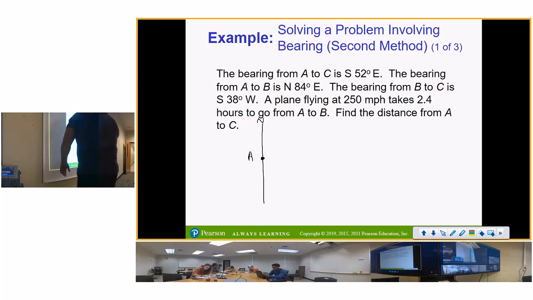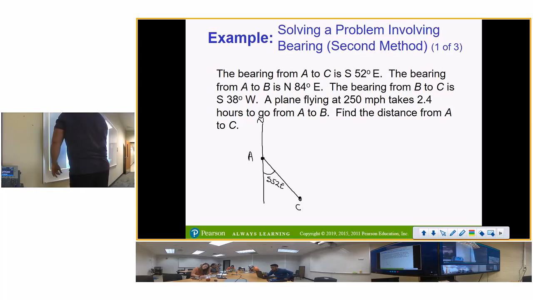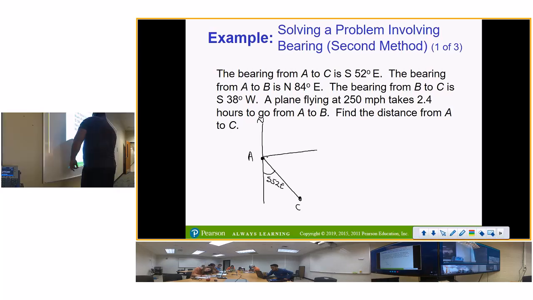South, 52 degrees. I'm just going to assume 45. I'm just going to do that. And I'm going to put a line here that says south to east. And I'm going to put a dot here, and I'm going to put C. And then I'm going to draw 84. Well, 84 degrees is almost what? It's almost 90. So 90 is right there. So I'm going to put 84 right about there. And it's A to B.